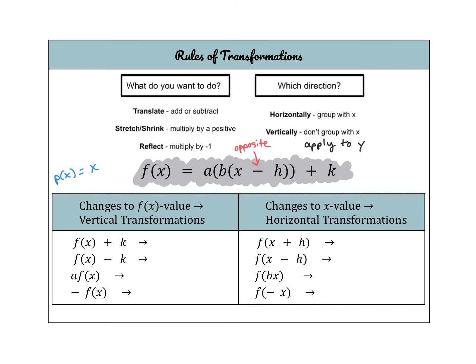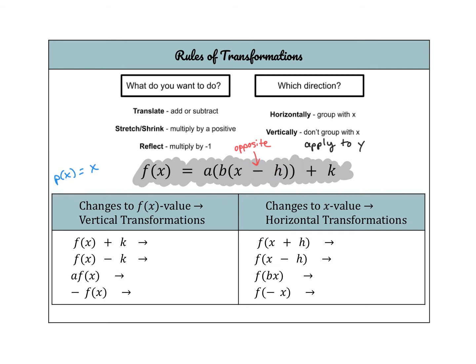One thing I also want to point out is you'll see here this b value, this horizontal stretch or shrink, it always needs to be factored out from x if there's also a translation. So sometimes you won't have a translation, so you won't need those extra parentheses, but this b needs to be factored out from a translation.